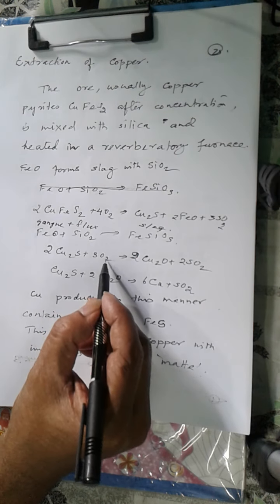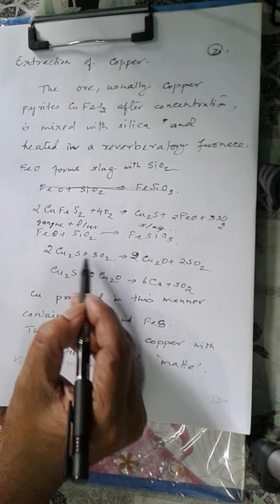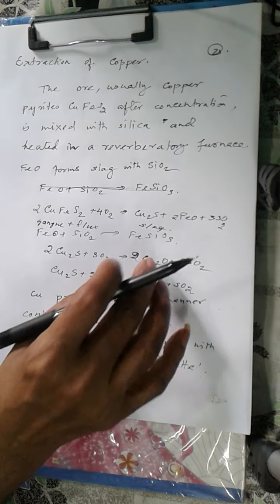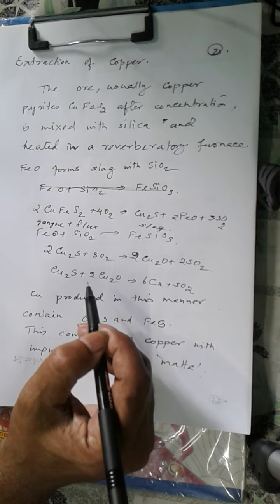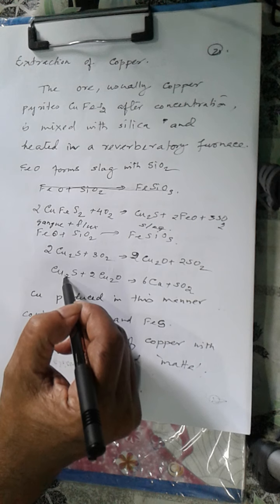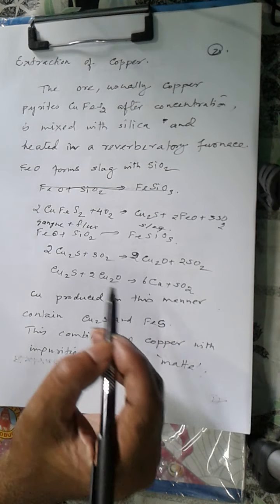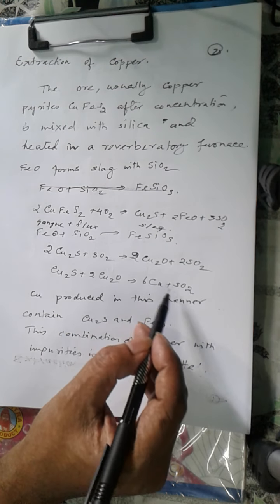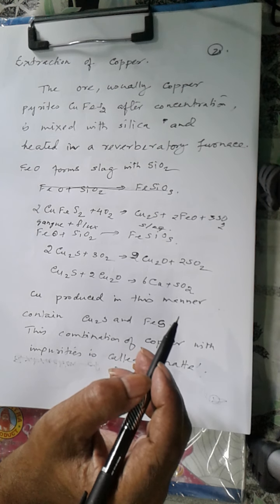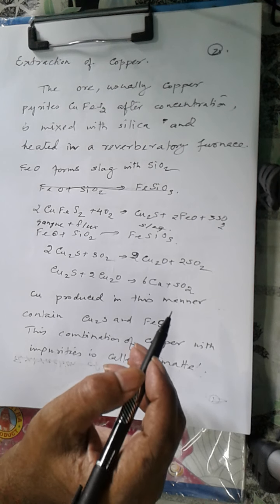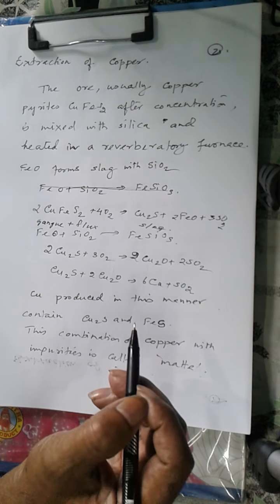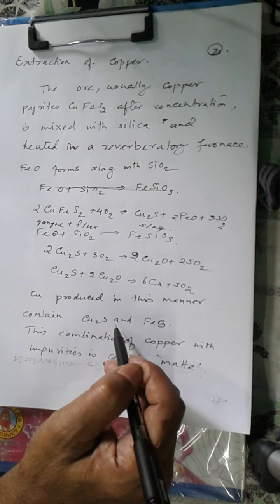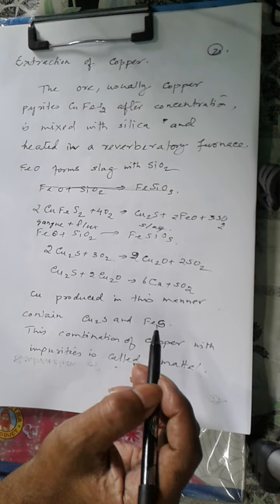Now copper sulfide will react with air, producing cuprous oxide, and this reaction is partial, in the sense that only a part of the cuprous sulfide will get oxidized to cuprous oxide. Then this cuprous oxide formed will react with the cuprous sulfide, producing copper and sulfur dioxide. So you have the equation Cu2S plus 2Cu2O giving 6Cu plus SO2. Now copper produced in this manner will contain dissolved copper sulfide and ferrous sulfide as impurities.